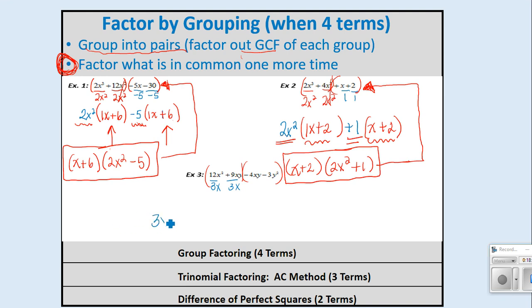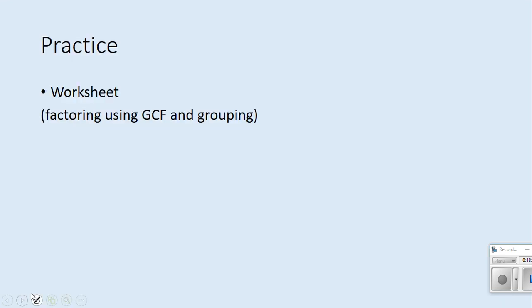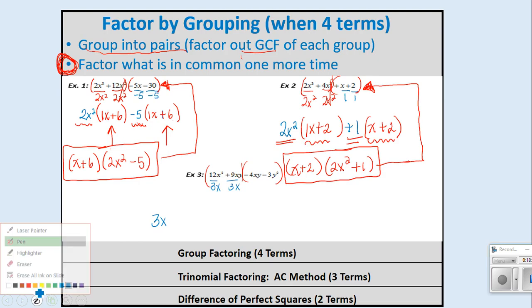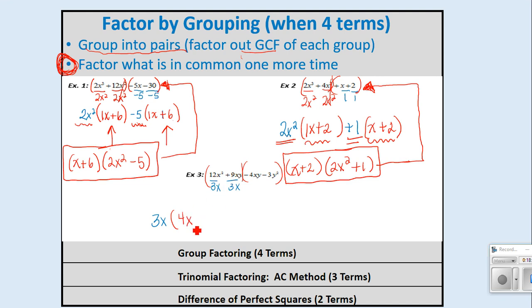So if I divide out a 3x, what's left over? Oops, sorry about that. What's left over? 12 divided by 3, 4. X squared divided by x, x. 9 divided by 3, 3. X's cancel, and I'm left with a y. Okay? So then what do the other two things have in common?